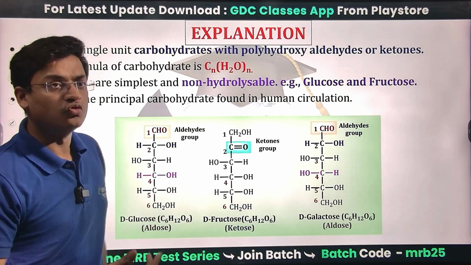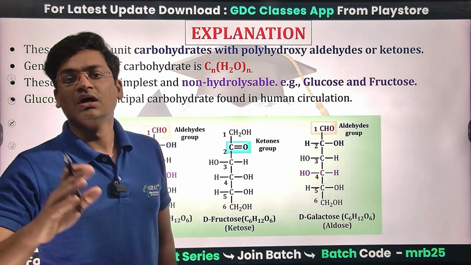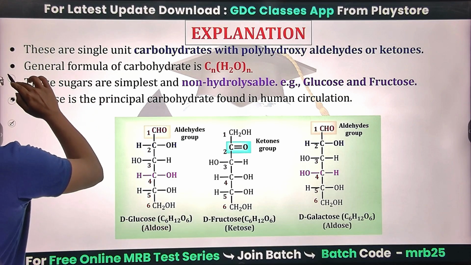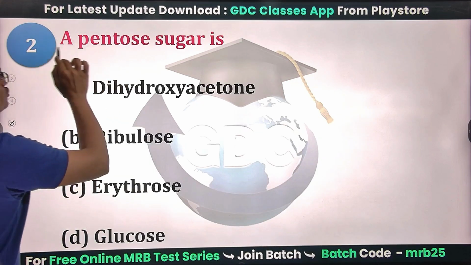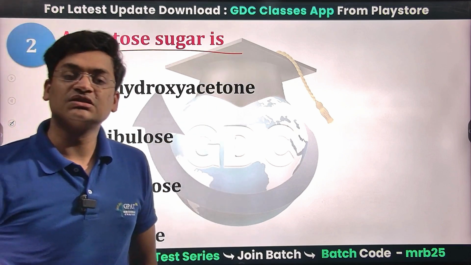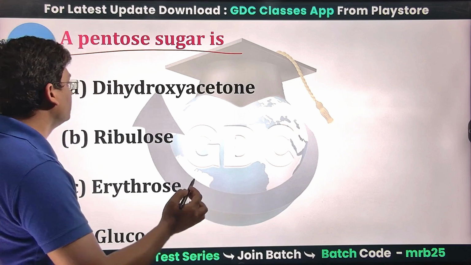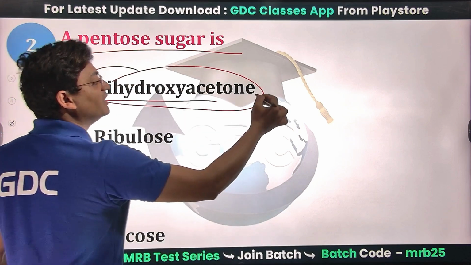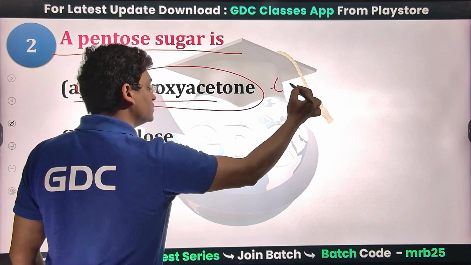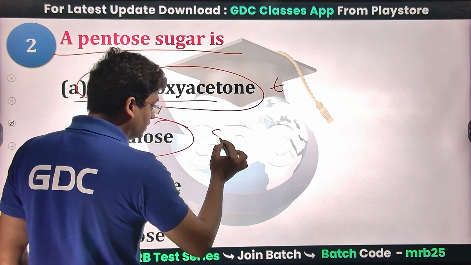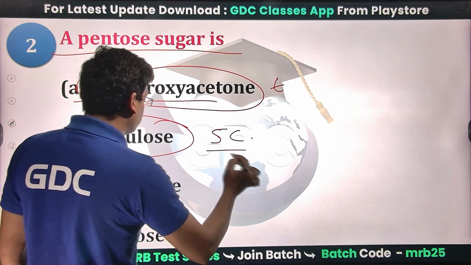In the case of glucose, fructose, mannose, and galactose, we all have the same atomic configuration. The next question we have: a pentose sugar is. A pentose sugar means a sugar which consists of 5 carbons. Dihydroxyacetone has a 3 carbon system, so it will be a triose. Ribulose is a 5 carbon structure.